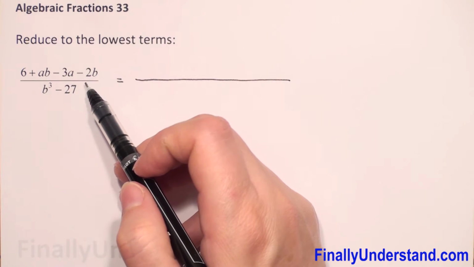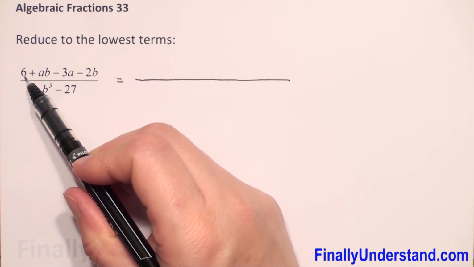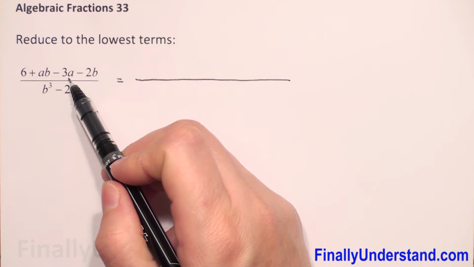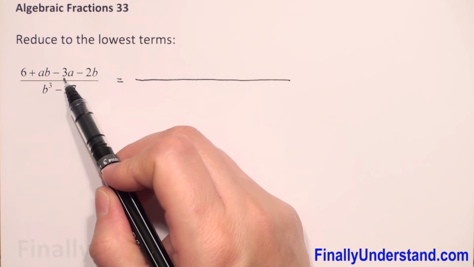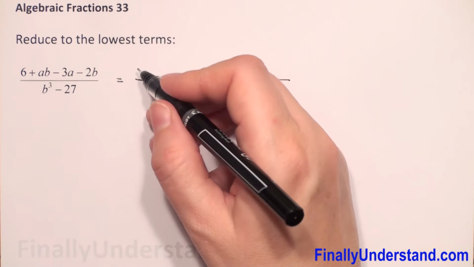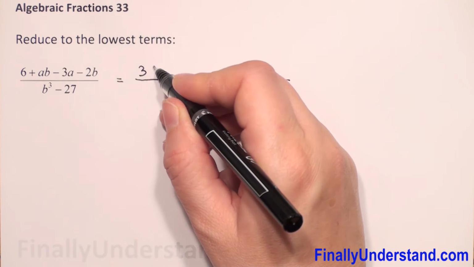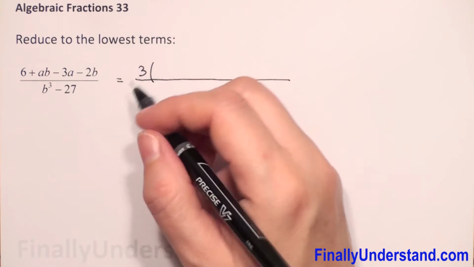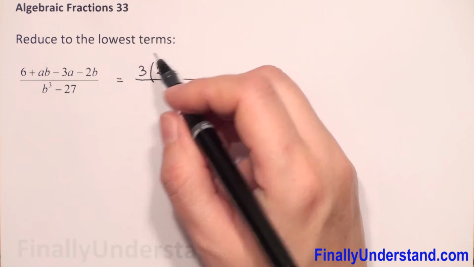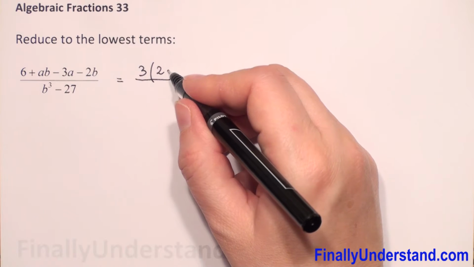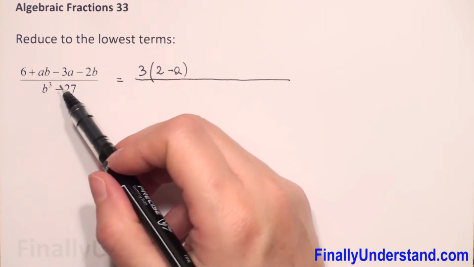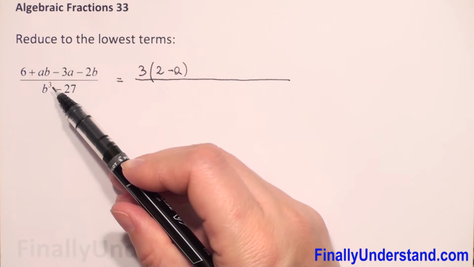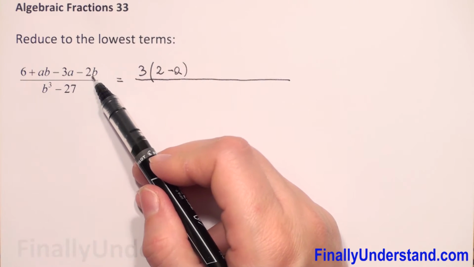So if we connect 6 and negative 3a, we can factorize 3. The greatest common factor for 6 and negative 3a will be 3, so 3 we will take before parentheses, and in parentheses what will be: 3 times 2 gives me 6 and 3 times negative a gives me negative 3a. So these two expressions we have, and next we have ab and negative 2b.